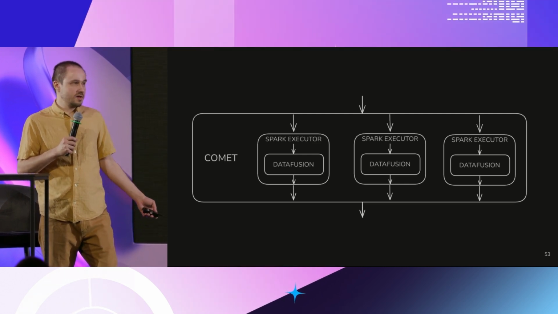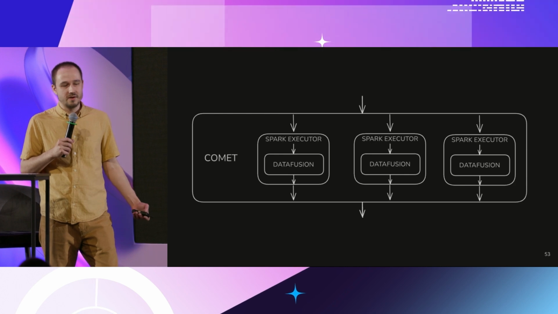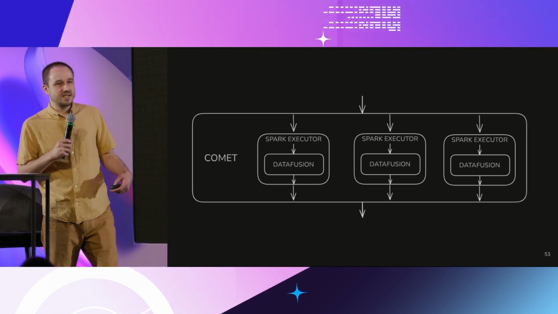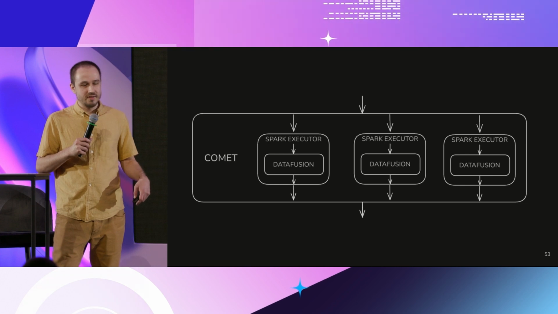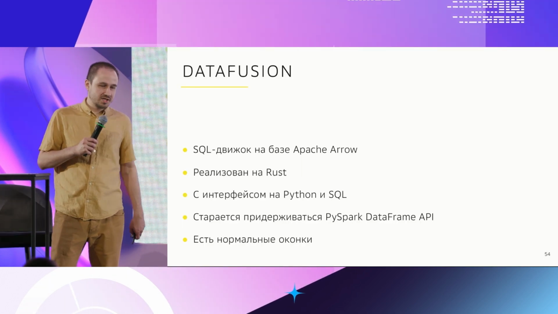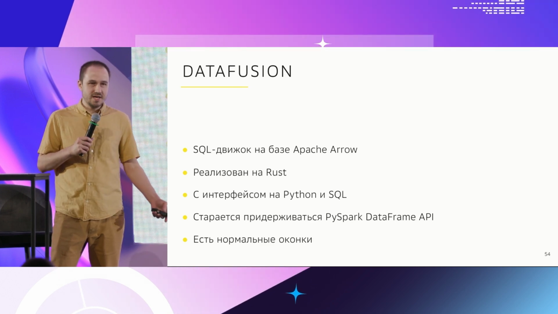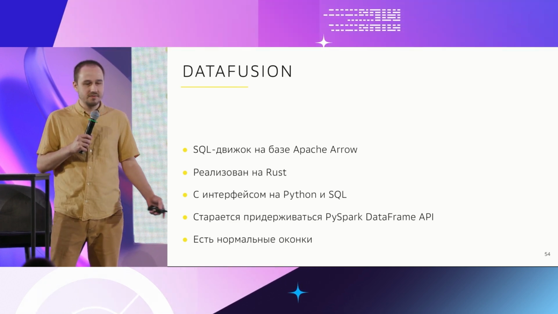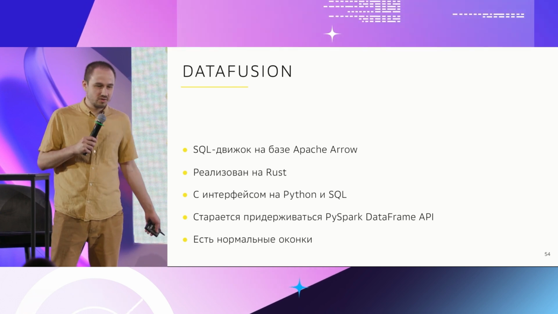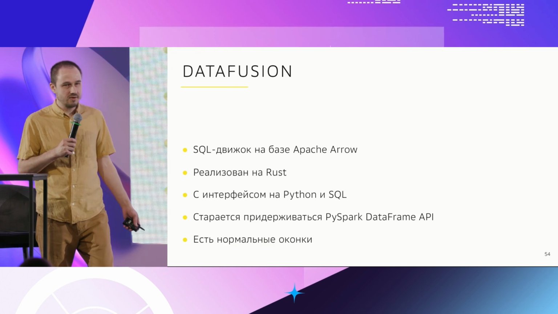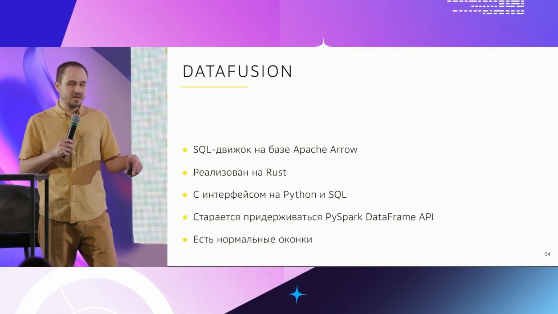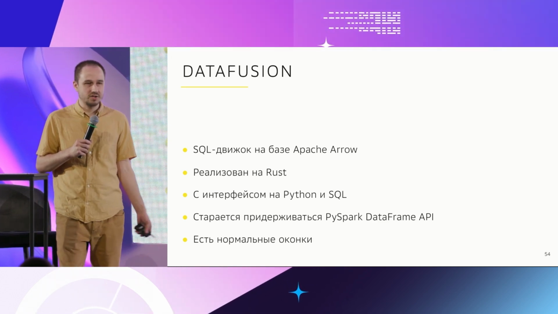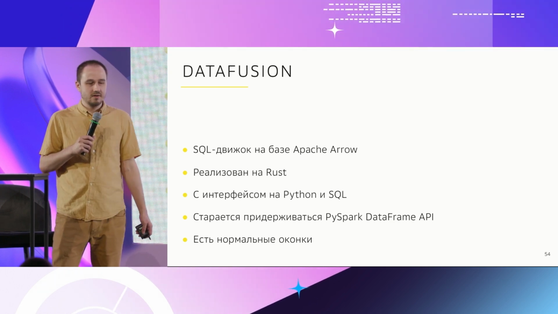Now let's move to production. Everyone is using Spark executor, and we want to reuse the Spark IP so that the computer would use less operational memory and work faster. And this whole thing is called Data Fusion. Data Fusion is also an Apache project, and this is an SQL engine based on Apache Arrow. It is based on Rust with the interface on Python and SQL. It was implemented in the way to make sure that it supports the maximum number of features for Spark. So there shouldn't be any migration issues.